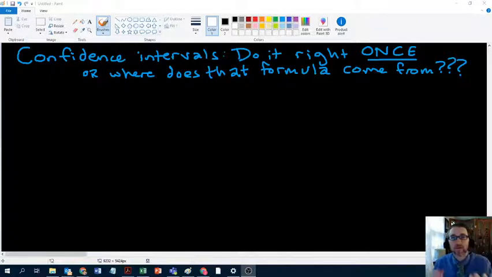Welcome back. If you've been following along with the confidence interval videos, then you know what we did was we talked about the intuition of a confidence interval. What is it? What does it mean? And then we did a numerical example. What I said was kind of the intuitive but the very inefficient way.